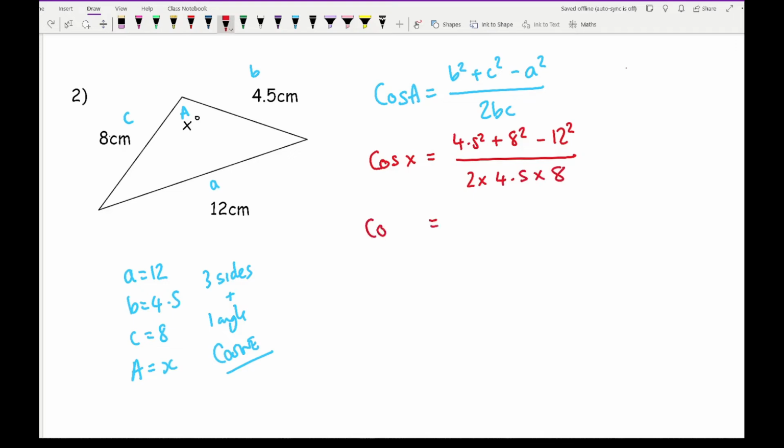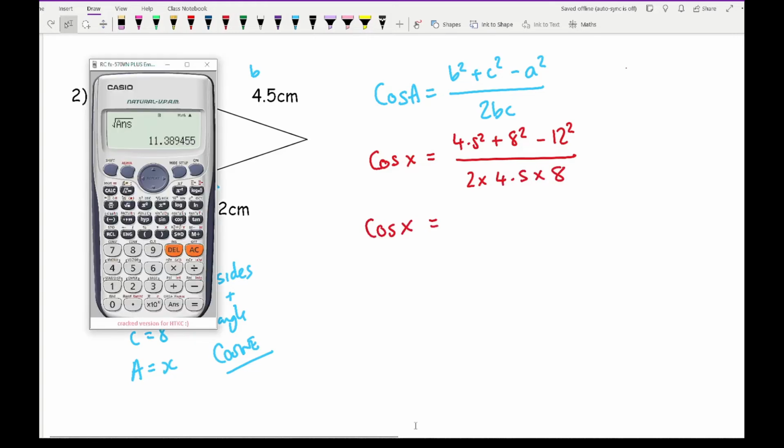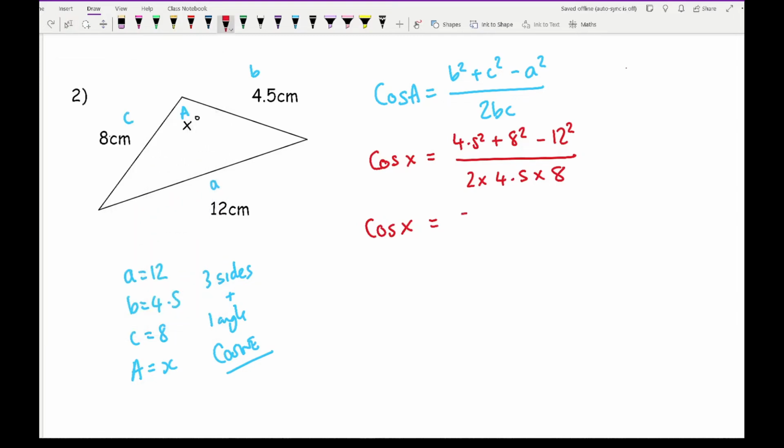And then typing that all into my calculator, I get 4.5 squared plus 8 squared minus 12 squared, roll down, 2 times 4.5 times 8 equals, and it gives me minus 239 over 288. Now you might be thinking to yourself, how can I end up with a negative answer? Do not worry, because again, this is what cos x equals, and I need to work out what x is.